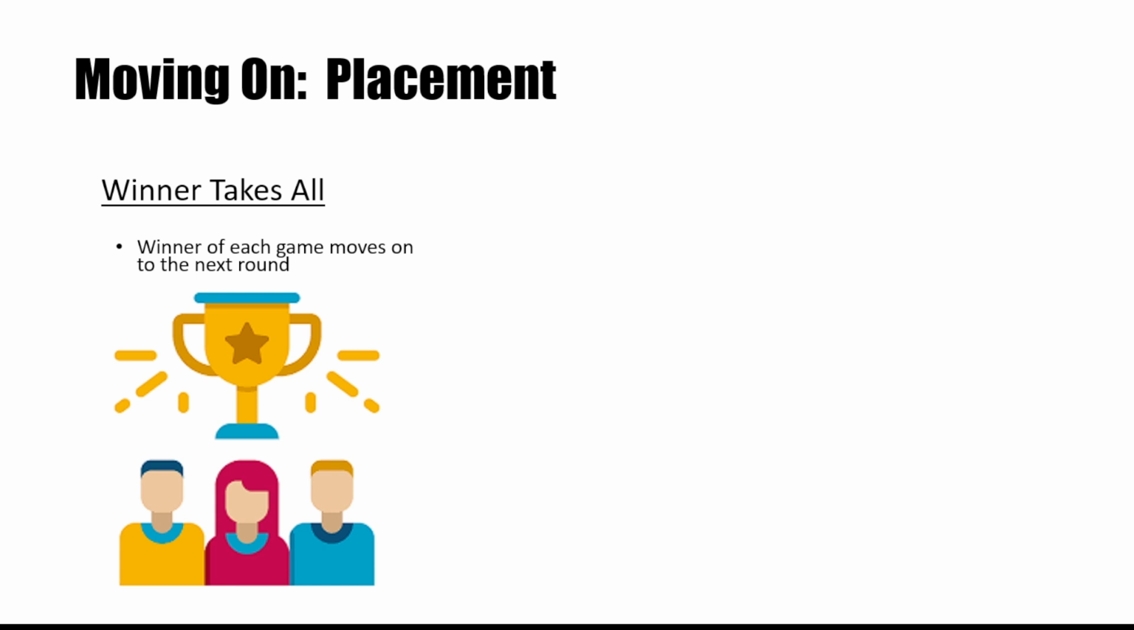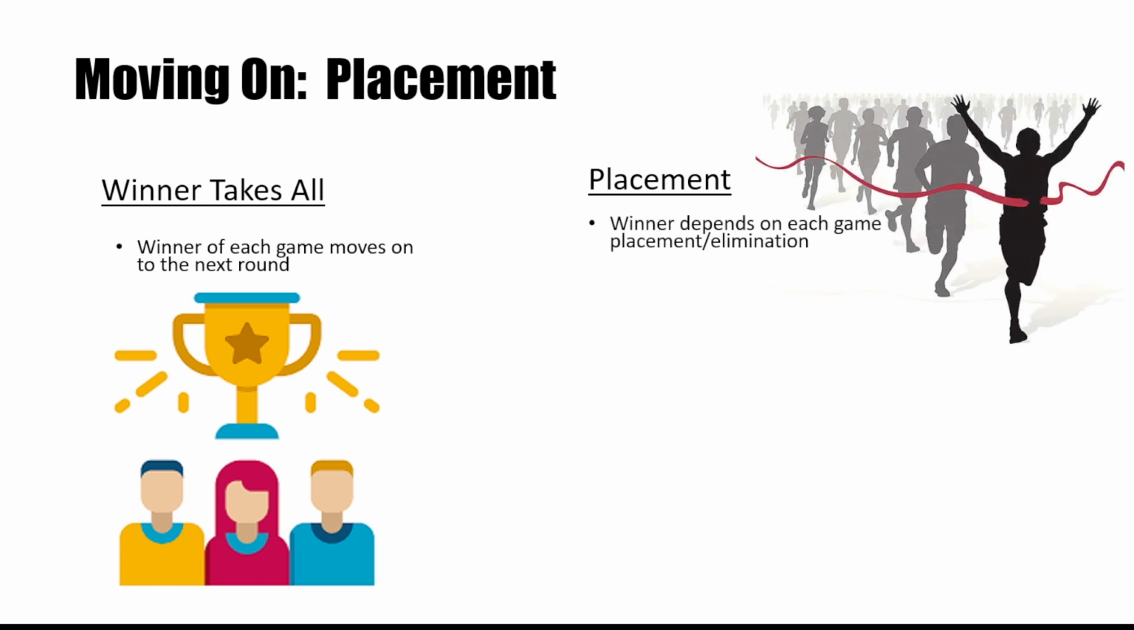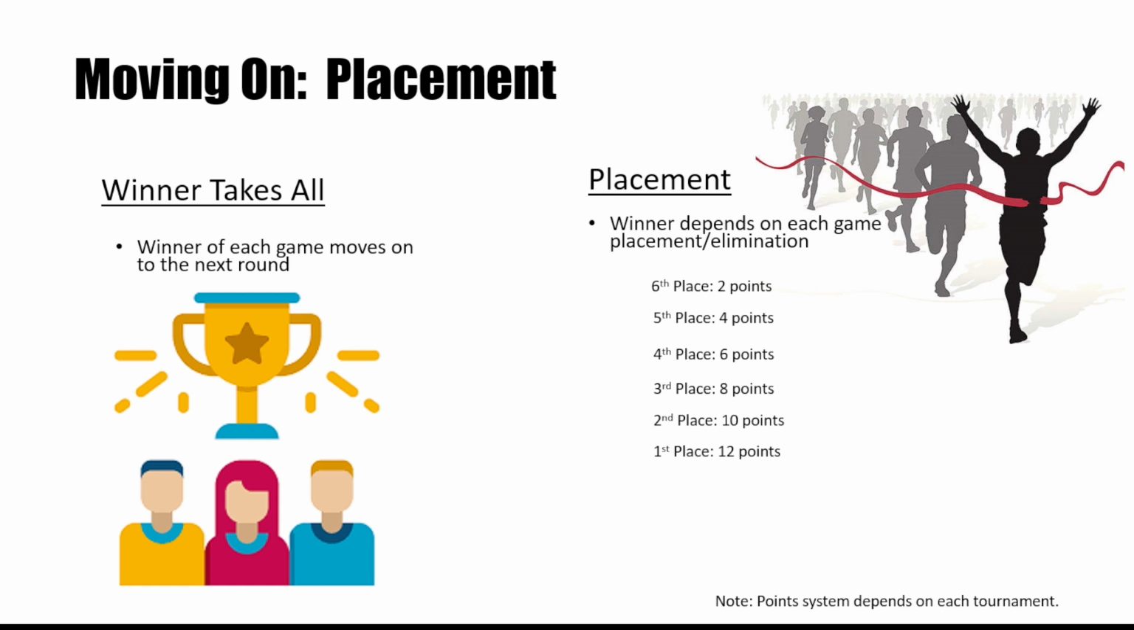And the additional way to move on in this tournament is placement, which means that the winner of the game depends on whatever place you finish, and depending on the position, you're going to be accumulating points. So if you finish the game in 6th position, which means that you are the first one to be eliminated, you will only get 2 points. If you get 5th place, it's going to be 4. If you get 4th place, you're going to get 6 points. If you get 3rd place, it's going to be 8 points. 2nd place 10 points, and 1st place 12 points.